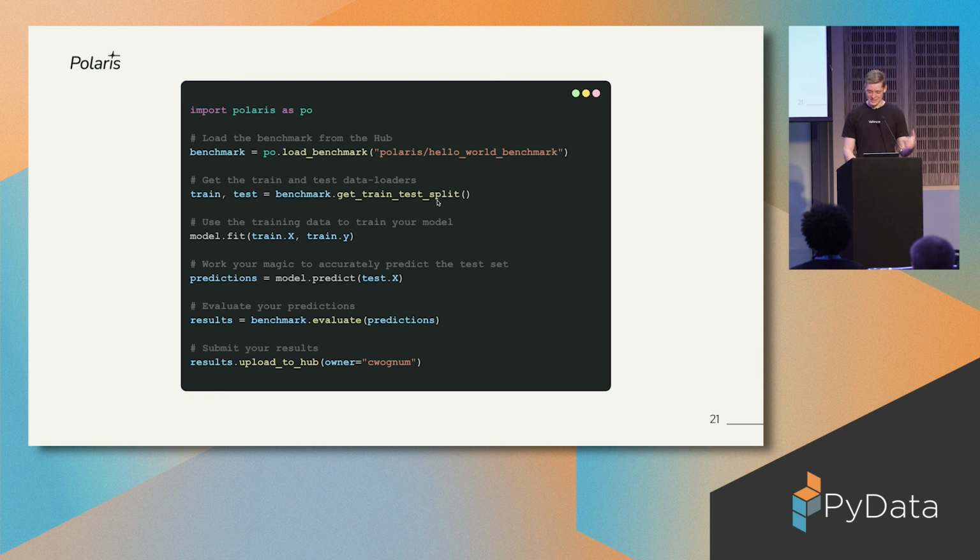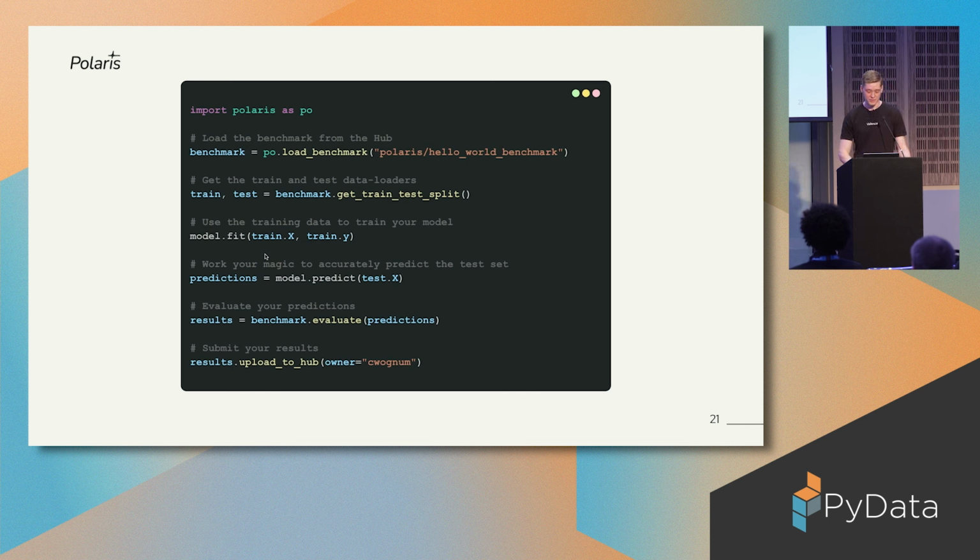Then with just a single line of code, you can split that data set in a train and test set, and you actually have a pretty performant data loader that you can directly use. These train and test objects are data loaders that with one line of code, you can integrate with PyTorch or TensorFlow or Keras or any other machine learning framework of your choosing.